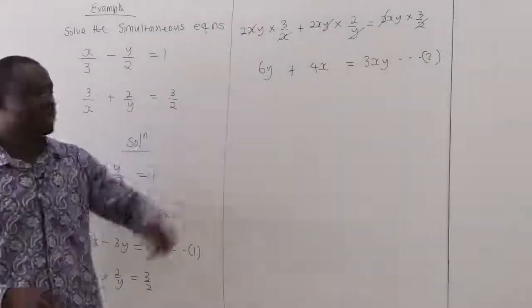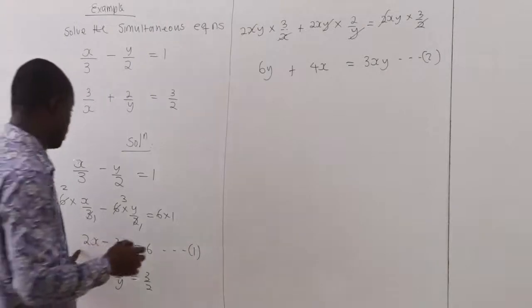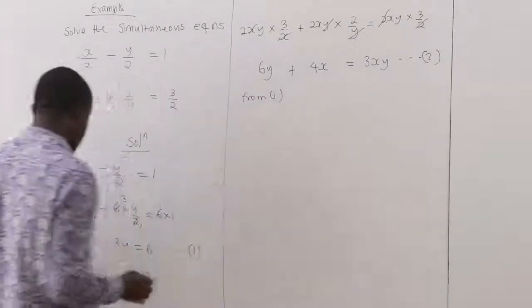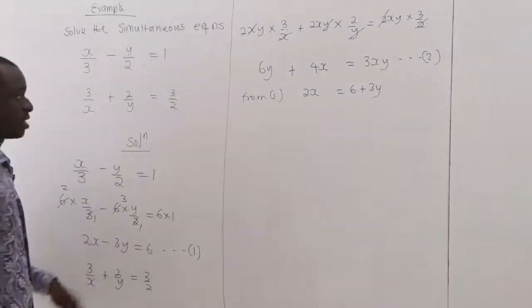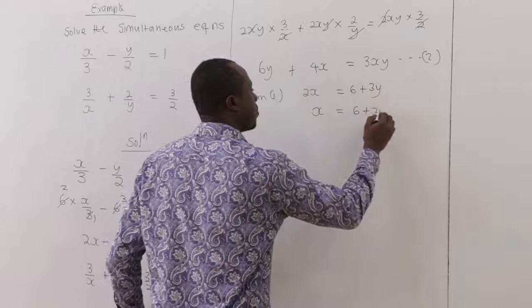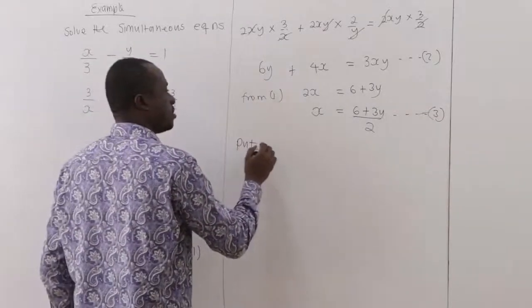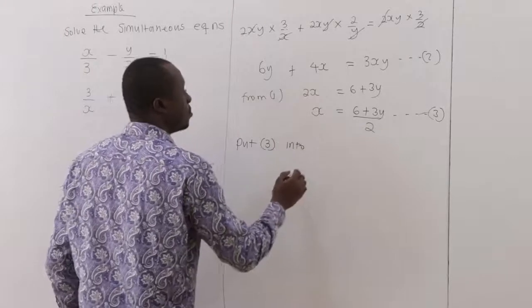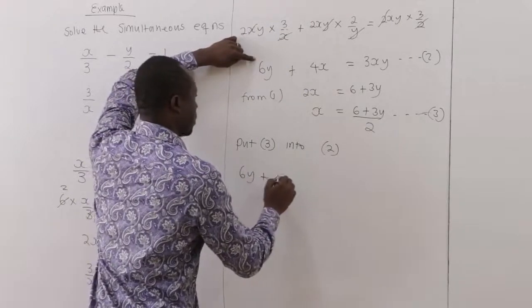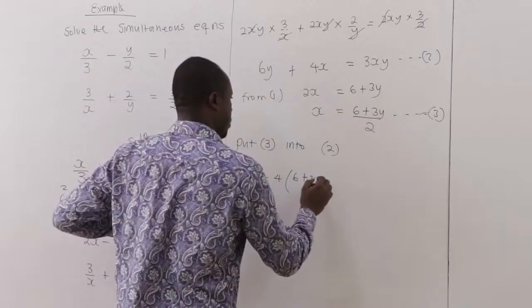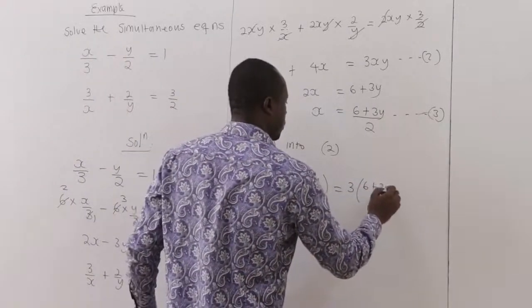So that's equation 1. We have our equation 2 over here. What do we do? We make one variable the subject and substitute into the other one. So from 1, let's make x the subject. We have 2x is equal to 6 plus 3y. Negative crossing becoming positive. Clearly, x is 6 plus 3y all over 2. Let's say this is equation 3. Now, let's substitute 3 into 2. So we have 6y plus 4x. What is our x? 6 plus 3y over 2, equal to 3xy.